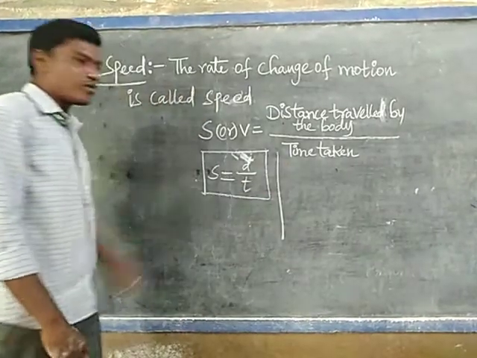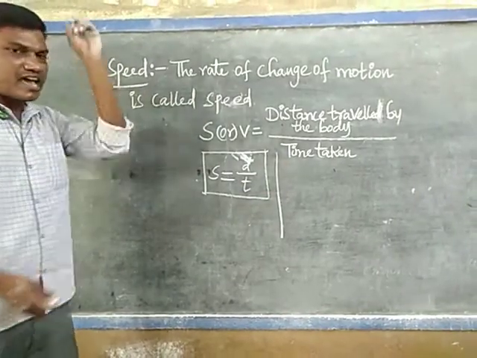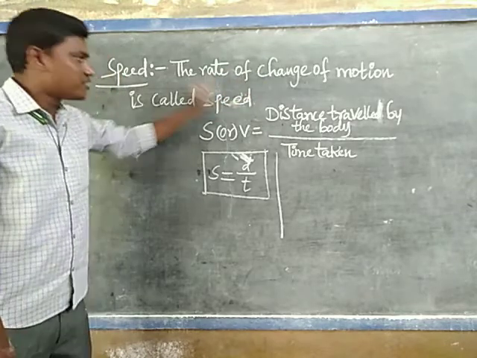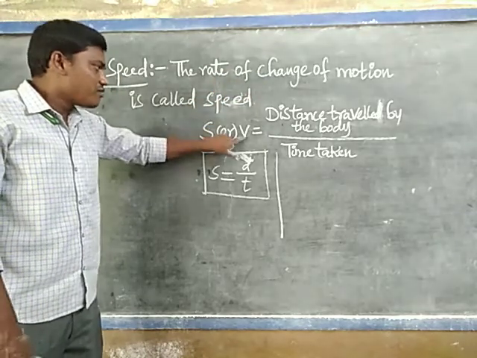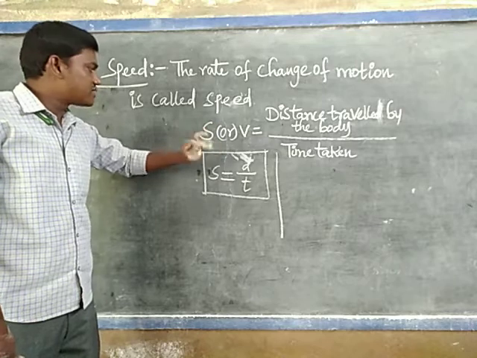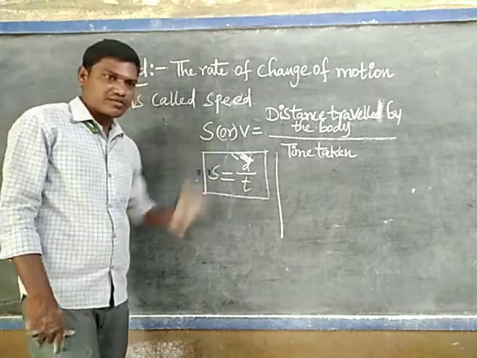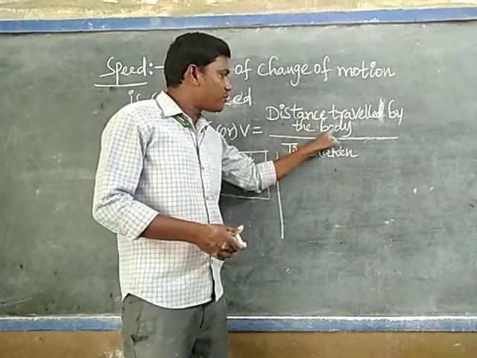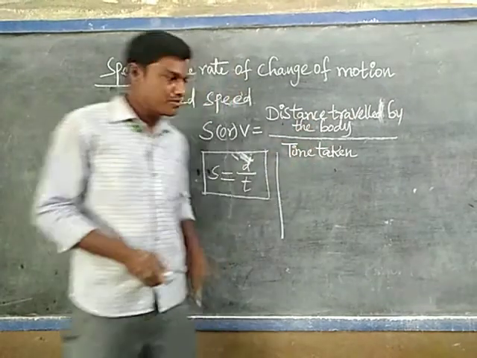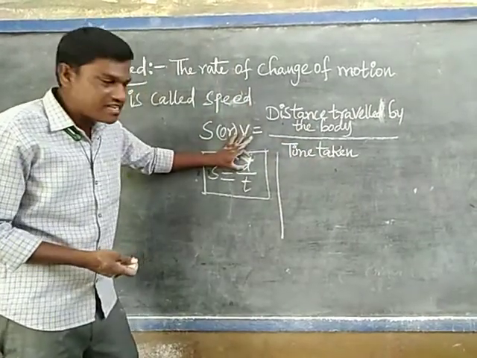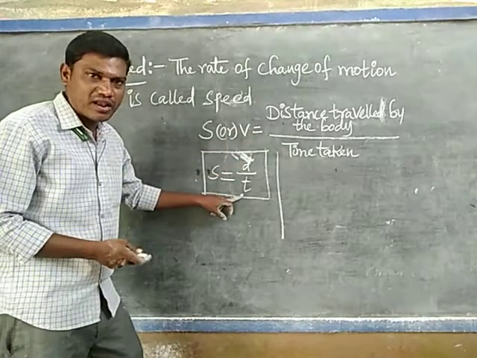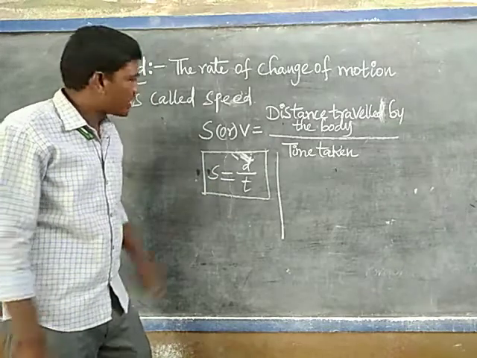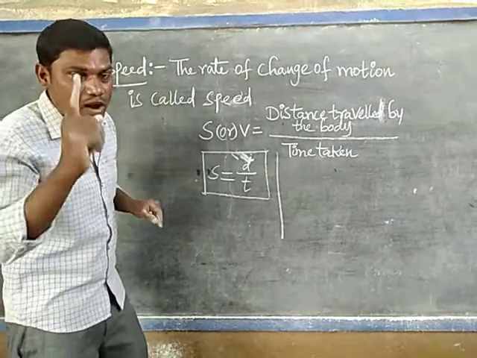Before going to that, speed is a scalar. Listen very carefully. The rate of change of motion is called speed. Speed is represented by the symbol S or V, which equals the distance traveled by the body upon the time taken. Distance is d, time is t. That's why speed equals distance by time. Speed is a scalar quantity.